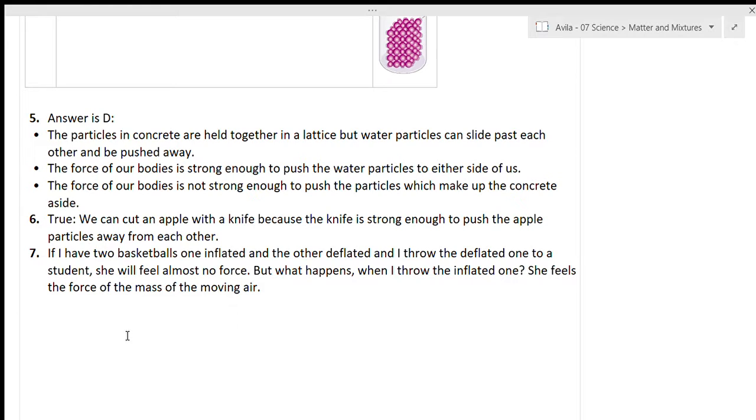She will feel the force. What is the difference between the two balls? The difference between the two balls is the air that it has. So the difference is the matter that it has, because air does have matter. So the matter is what is giving that punch, that force that she will feel with the inflated ball. I hope you see this clearly, and I'll be happy to answer any questions next class.